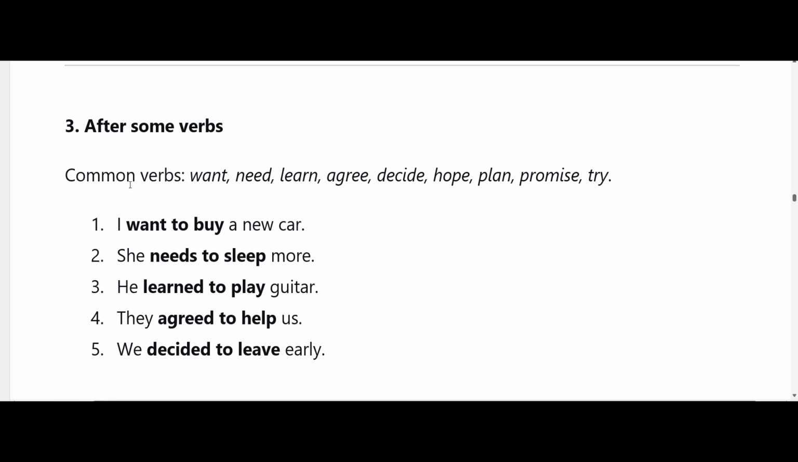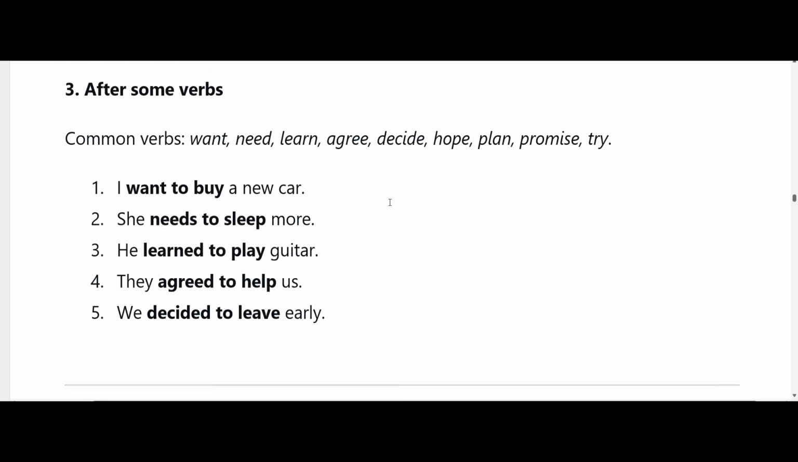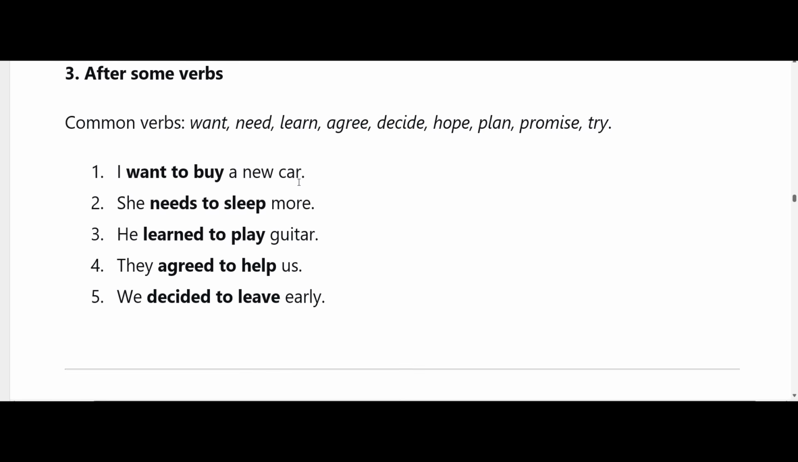3. After some verbs. Common verbs: want, need, learn, agree, decide, hope, plan, promise, try, and so on. There are many of them. I want to buy a new car. She needs to sleep more. He learned to play guitar. They agreed to help us. We decided to leave early.